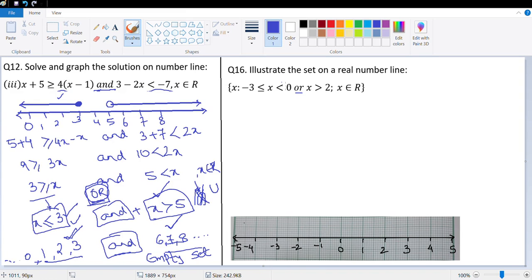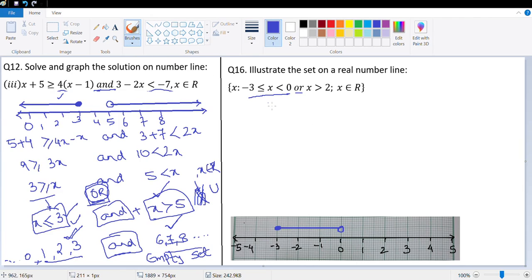So it says it's a set of all x such that negative 3 is less than or equal to x and x is less than 0 or x is more than 2. So let's try and plot this first, which means x is less than 0, which means 0 is not a solution. Any number before 0 is a solution. So I put an empty circle here, and negative 3 is included because it is less than or equal to, and I join them. And it is belonging to real numbers, which means any number between these is a solution set.